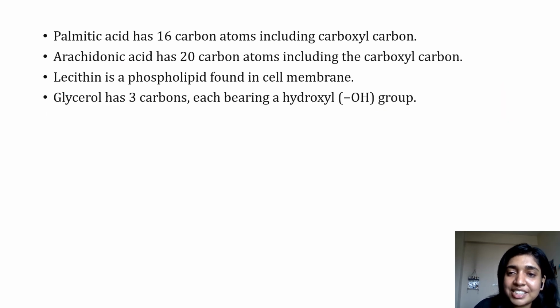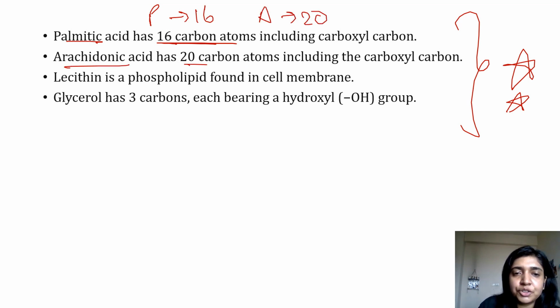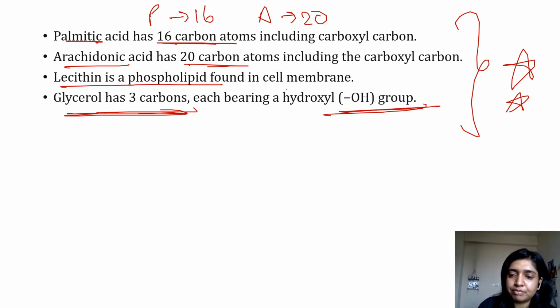Okay, and this was just something that I thought you should look at before going to give the exam. So palmitic acid has 16, P16, A20. Arachidonic acid has 20. Lecithin is a phospholipid. Glycerol has 3 carbons, each bearing OH group. Alright.